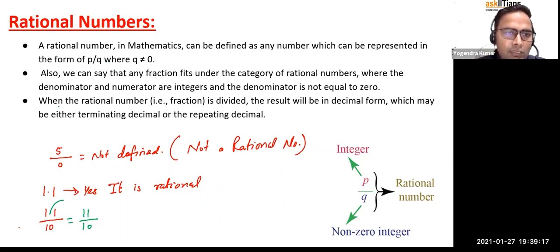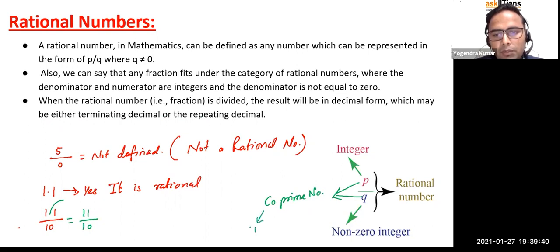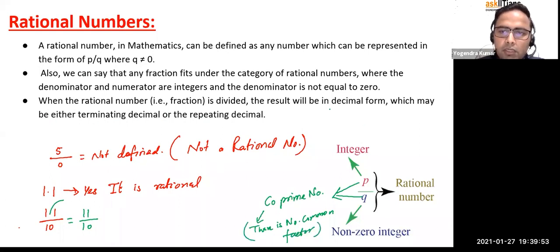One more last point about rational numbers, and it is very important here. In p by q form, both should be co-prime numbers. These two should be co-prime numbers. What is the meaning of that? Co-prime numbers means there is no common factor. This is also an important point. I know it is not mentioned, but you can write it: there should be no common factor.